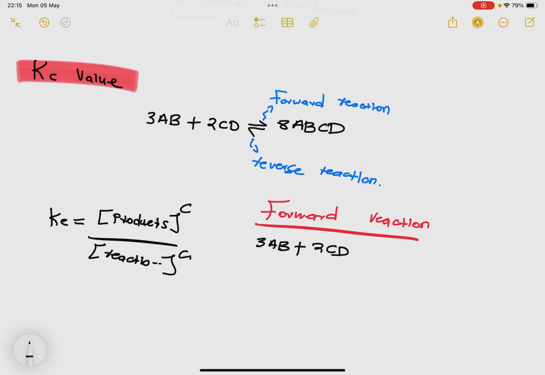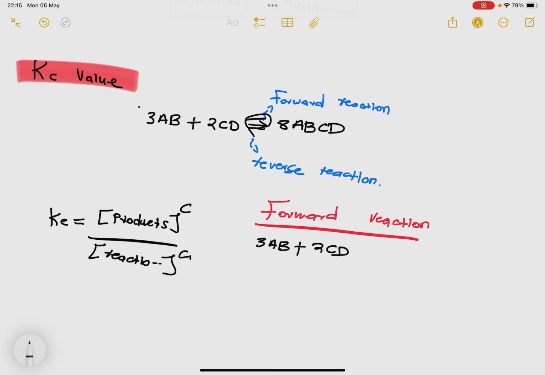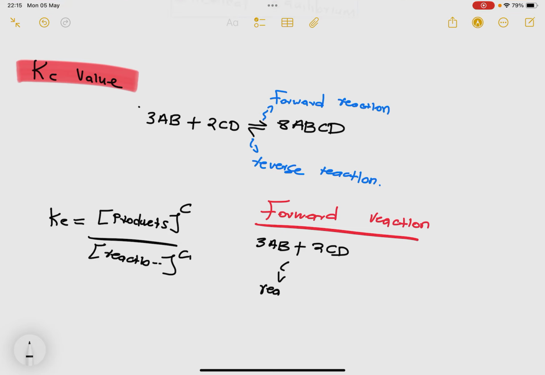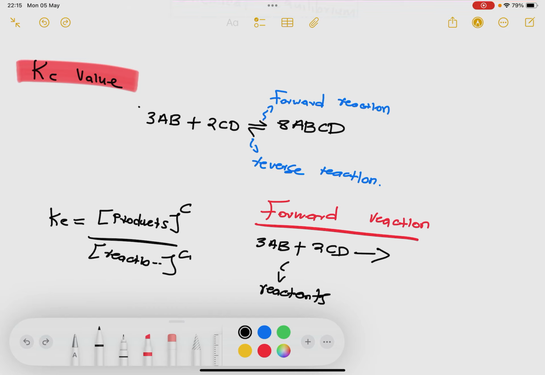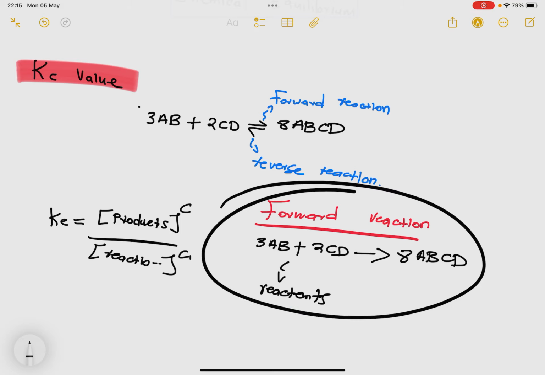So the forward reaction means that we are starting with this side. As you can see, we are going in that other direction. So this actually becomes my reactants. So I'm just going to write this forward direction, right? So my forward reaction and my products become 8ABCD, right? So my product becomes 8ABCD. So this is the equation for the forward reaction.